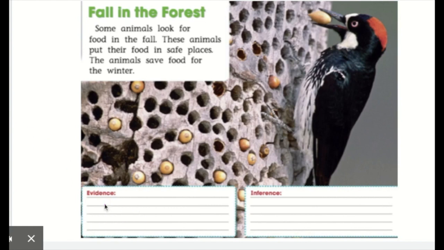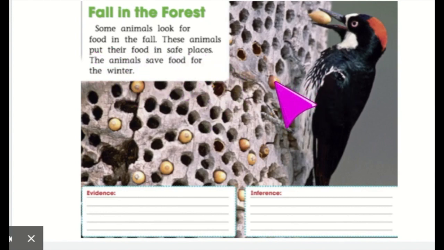Alrighty, friends. Now I'm going to first be talking about my evidence. That means the clues I'm using to make my inference. Some clues that I read were that animals put their food in safe places. That's a clue. Because if I look at this picture, these things look kind of like nuts or acorns to me. I've seen those on the Shirley Hills playground before. And it looks like they're being put into the holes. So it says animals put their food in safe places.